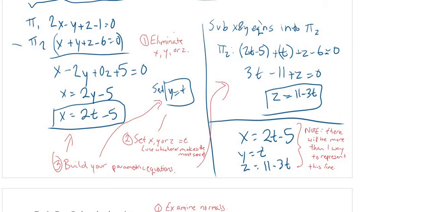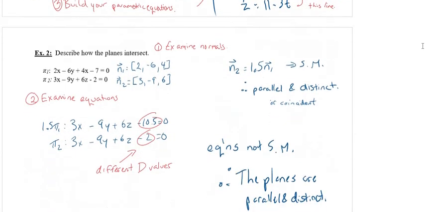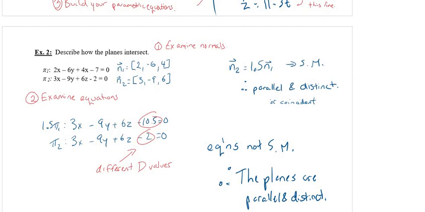Now we're going to go on to try some other types of intersection problems. So let's go on to example 2. It's asking again, describe how the planes intersect. So first step, we're going to examine the normals.